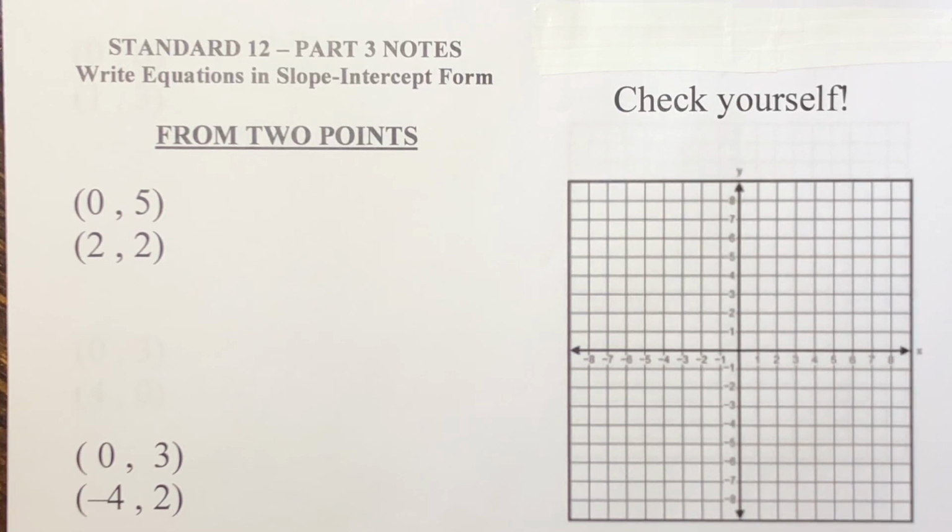Okay, we're on part 3 now. We're still writing that equation in slope-intercept form. We did it from a graph. We got the equation from a table. We are moving on now to 2 points.